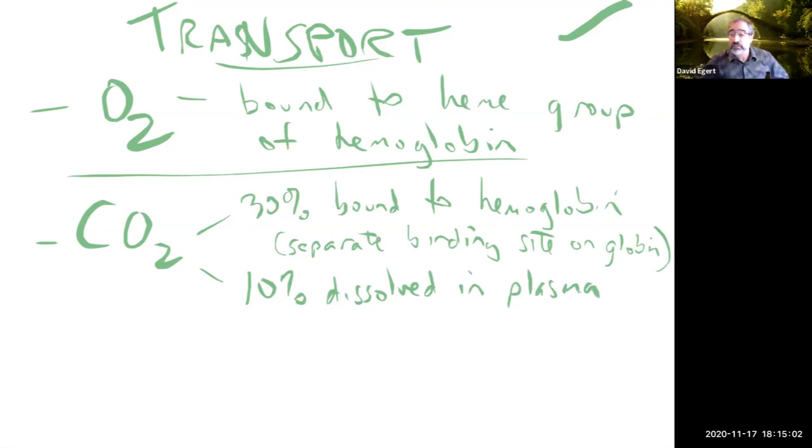If you've ever had soda water or Coke or 7-Up, it's not going to be shocking that carbon dioxide dissolves in water pretty easily. So about 10% of the CO2 is just dissolved in your blood like soda water. But that still leaves us with the lion's share, 60%. The main way it's being transported is as bicarbonate ion.